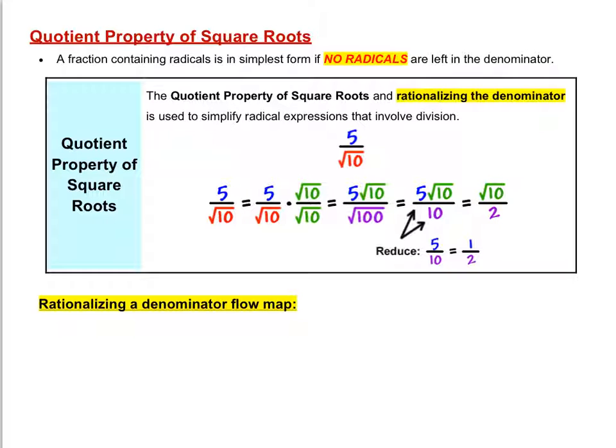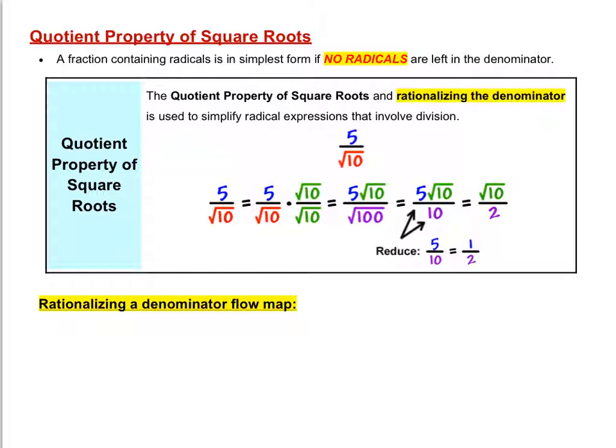Back with the quotient property of square roots. What you need to remember is that in order to be in proper final form, we cannot have a radical expression in the denominator. That means if we have a radical in the denominator, we need to use some algebraic manipulation to get rid of it, to process it.